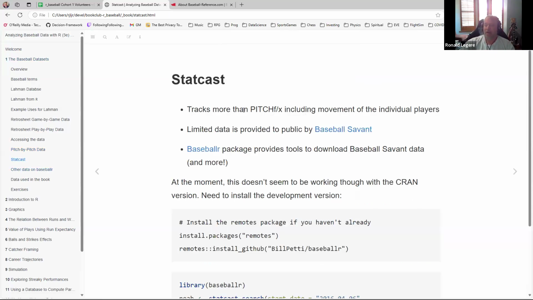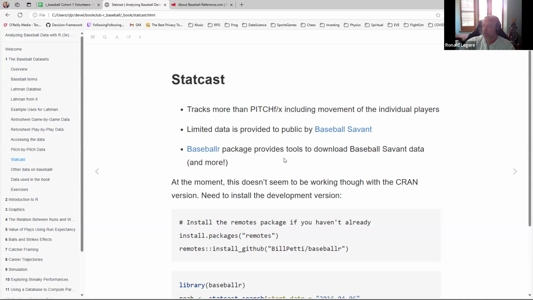So this says Statcast is now the standard. They track much more information, including the movement of the individual players. There's limited data provided to the public through this website called Baseball Savant. And the baseballr package gives us access to that and more, like I said.